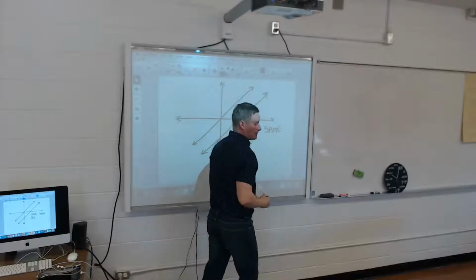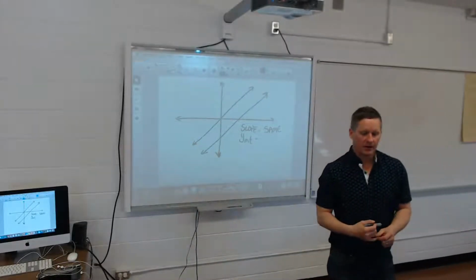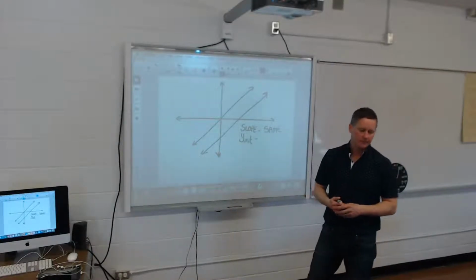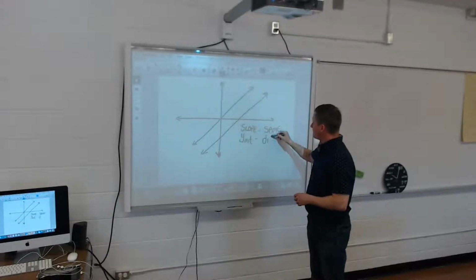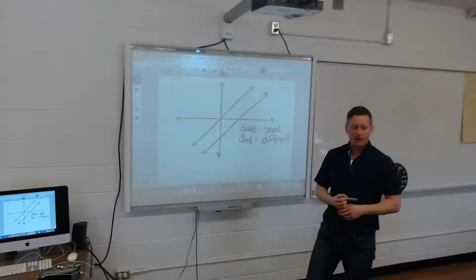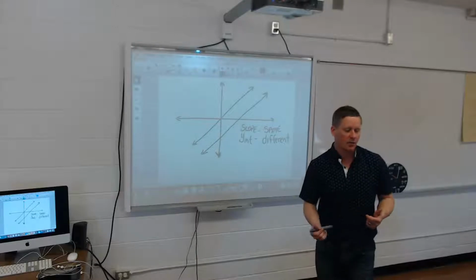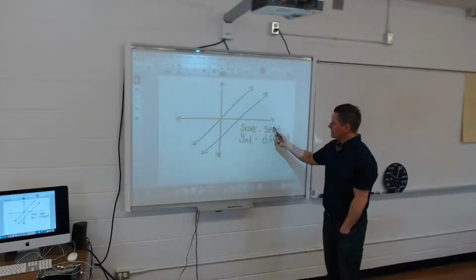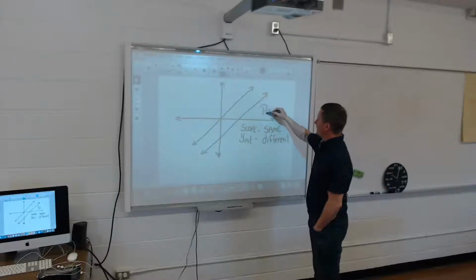When you look at this graph that I've drawn on the board here, what do you notice? Are the two y-intercepts the same or are they different? Different. So that's what has to happen for you to have two parallel lines. When you solve your equation by putting it into y equals mx plus b form, if my slopes are the same and my y-intercepts are different, I have parallel lines.